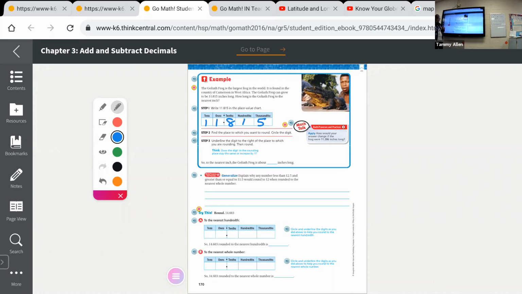We're wanting to round this to the nearest inch, which means that we're going to be using the whole number. That would be the ones place. The 8 would tell us to do what with the 1? Round up, so the 1 becomes a 2. We drop everything to the right, so the frog is about 12 inches long. Whoa, wow. Okay? Questions on that?